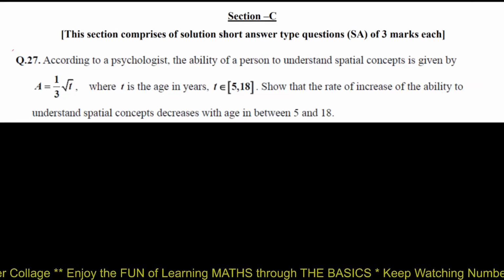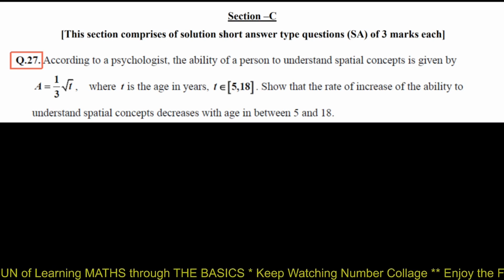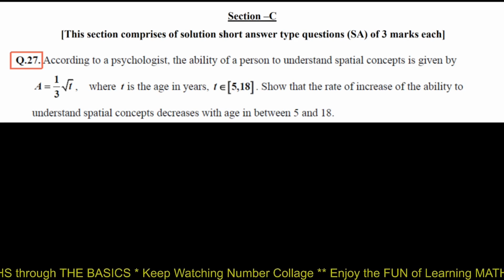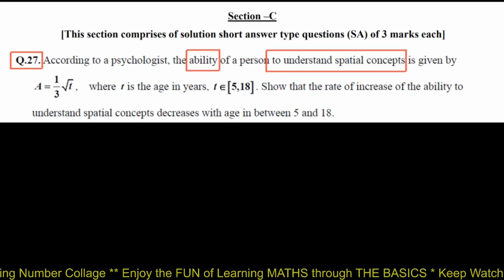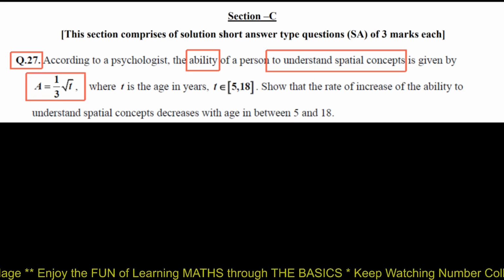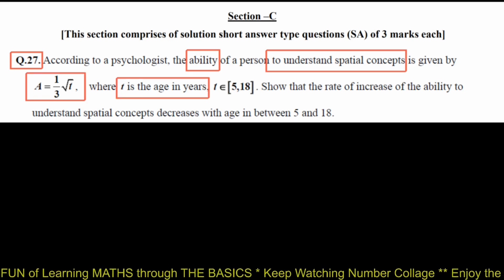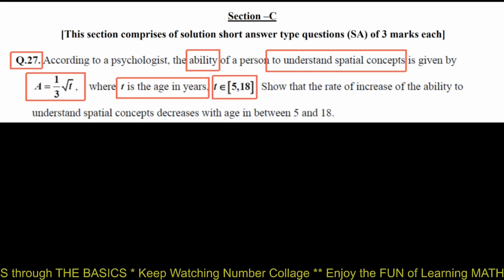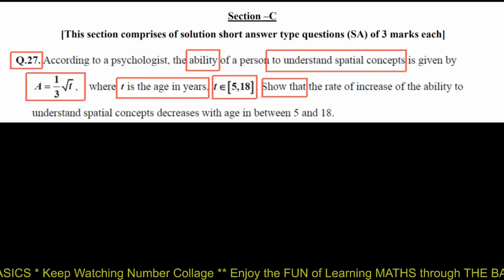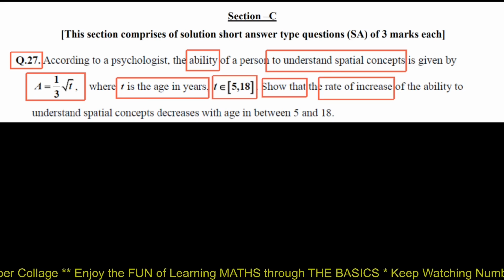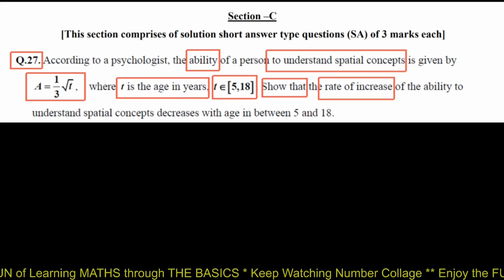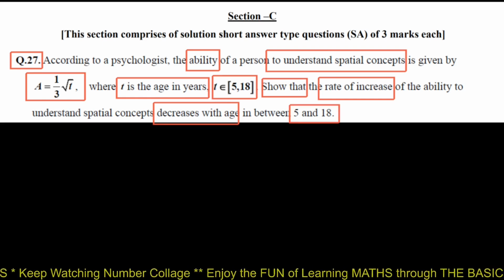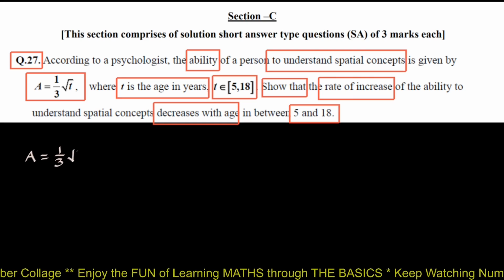Question number 27. According to a psychologist, the ability of a person to understand spatial concepts, that is, concepts related to space, is given by A equals 1/3 square root t, where t is the age of the person in years, and this age is between 5 and 18. We have to show that the rate of increase of the ability to understand spatial concepts decreases with age between 5 and 18. The ability is defined as A equals 1/3 square root of t.